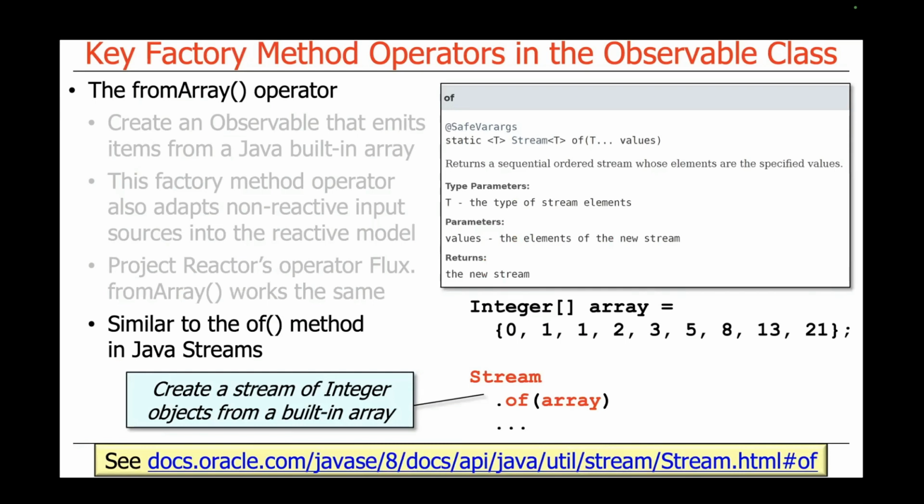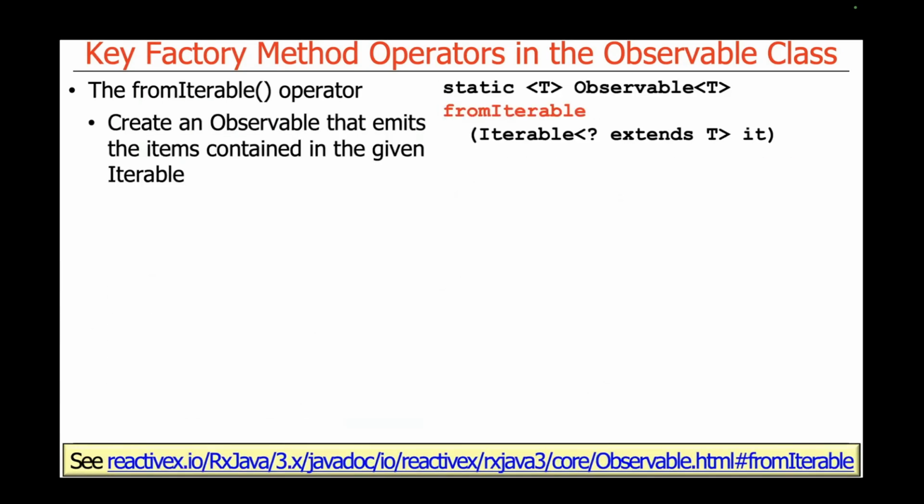So you can see there's a lot of congruence or parallel structure, if you will. Not parallel in the concurrent sense, but just parallel in the sense of being able to behave the same way in all these different programming models. The next method we're going to take a quick look at is called fromIterable, and it takes a Java iterable, like a list, for example, or a set, and it'll create an observable from that.